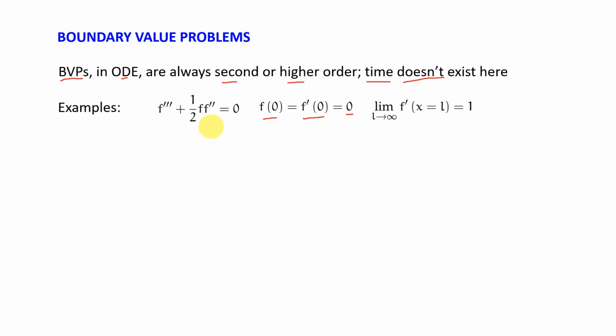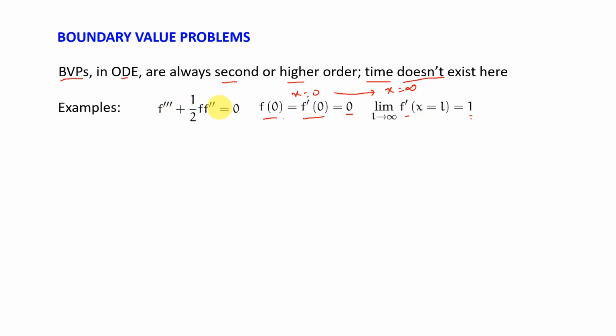So you can see that now my domain goes from x equals 0 all the way up to x equals infinity. And I have values at both these boundaries. At the x equals 0 boundary, I have f 0 and f prime 0. And at the x equals infinity boundary, I only know f prime as 1. So this is a typical boundary value problem.